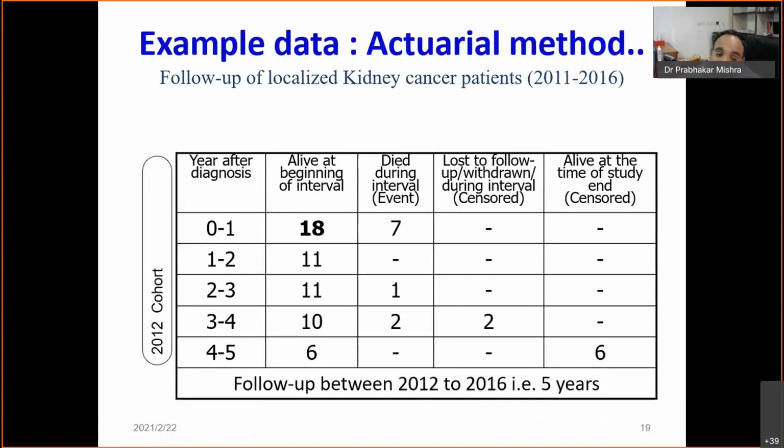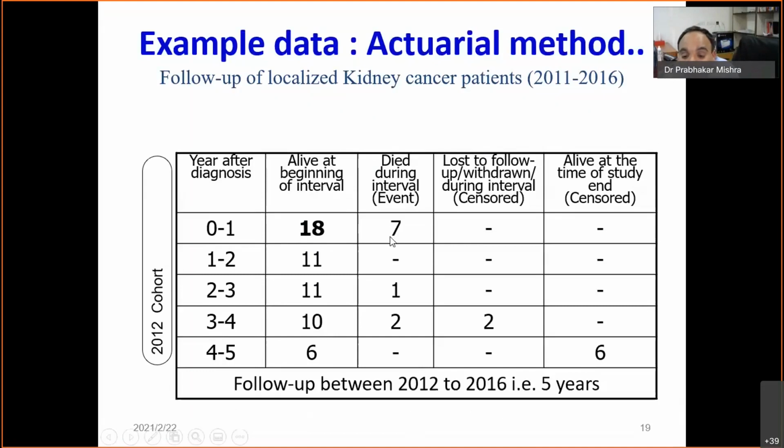Now come to 2012. 2012 means 12, 13, 14, 15, 16, so there is a maximum of 5 years. Whoever comes in 2012 will be considered first year. Don't be confused that these will be considered second year. This will be your confusion. Those included in the study in 2012, their first year is 2012, not second year.